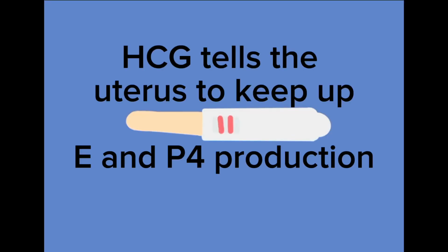Anyways, the HCG tells the uterus to keep up the production of estrogen and progesterone. Once the blastocyst is implanted, the cells start to differentiate and develop a legit embryo and a placenta.